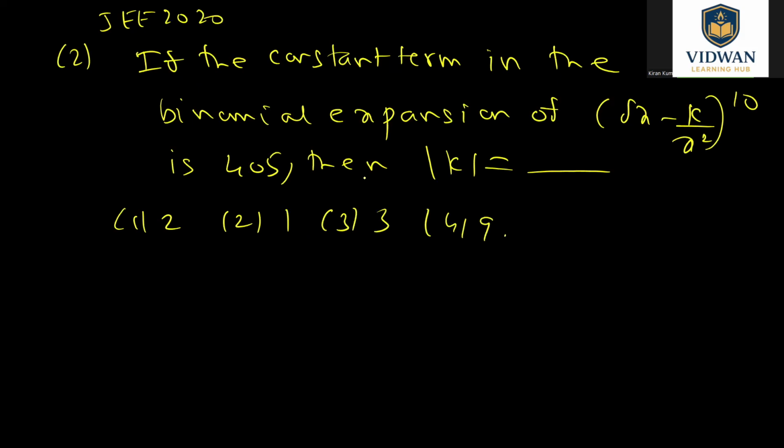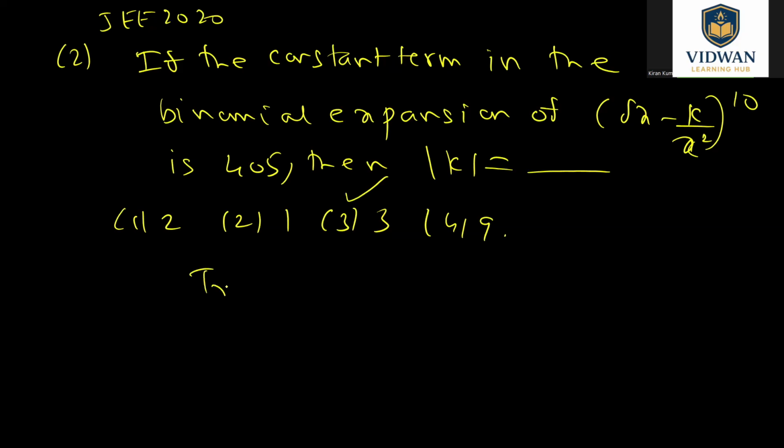So I gave an easier question because of very less time, 3 minutes left. So you can complete this. Root x minus k by x square whole power 10. If the constant term is 405, what is mod k? Constant term is nothing but the independent term only. Yeah, it should be 3.